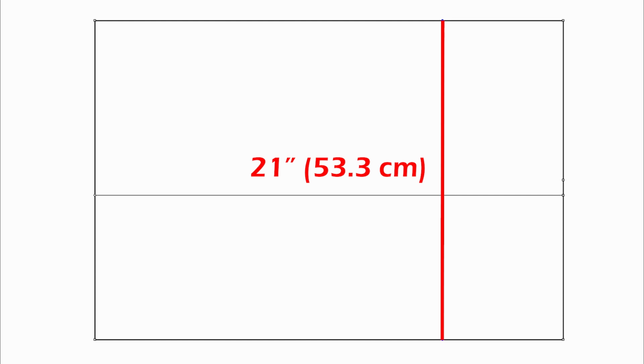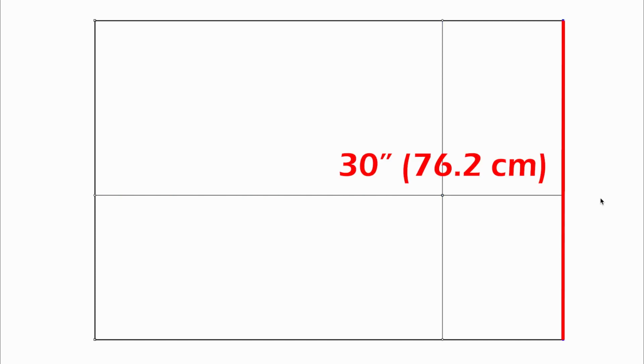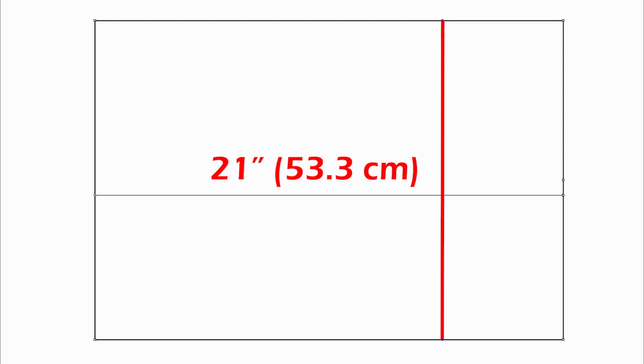We have to decide dart amount and how much we want to take out at the side seam. This is the half of the hip circumference. In this example, it's 21 inches, which means my hip circumference plus ease is 42 inches. And I'm going to make my waist 30 inches finished. So half of waist is 15 inches. So this is 21 inches, and we are going to make 15 inches waist. So my example is 6 inches different.